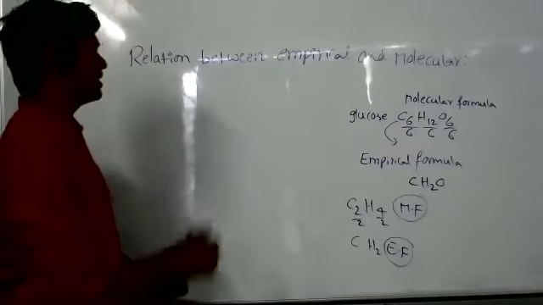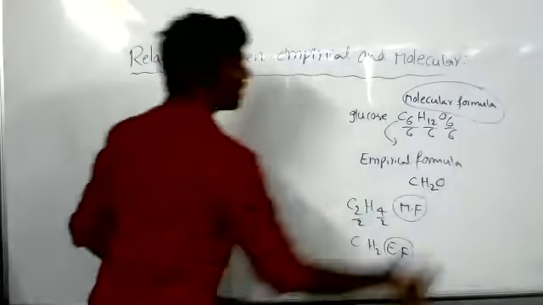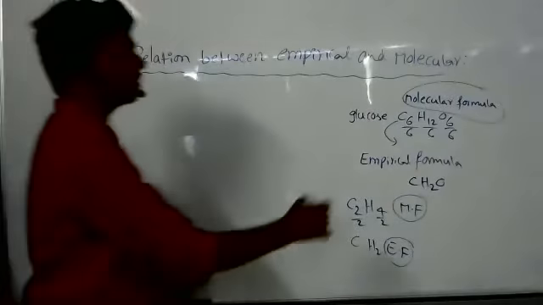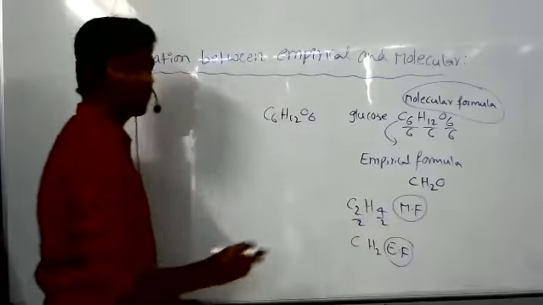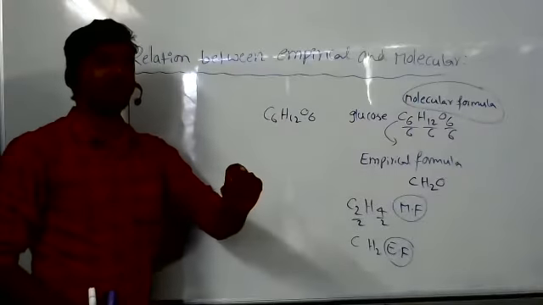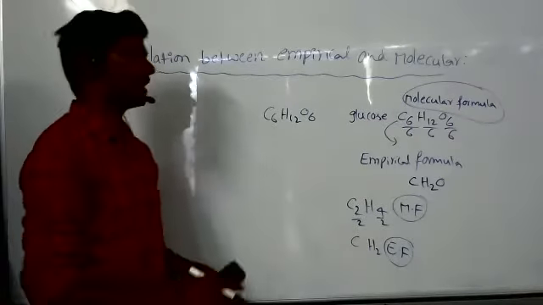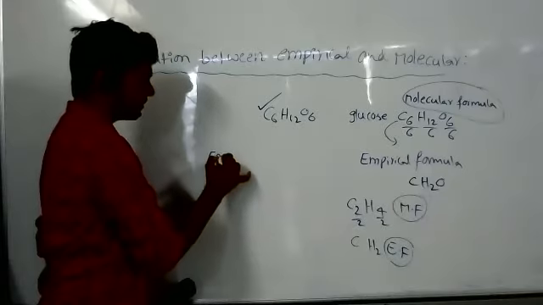Okay, okay. See this. Molecular formula is the true formula of a substance. See, glucose's true formula is C6H12O6. This is the true formula. Molecular formula tells the exact number of atoms of various elements present in a molecule. Next, what is the empirical formula?